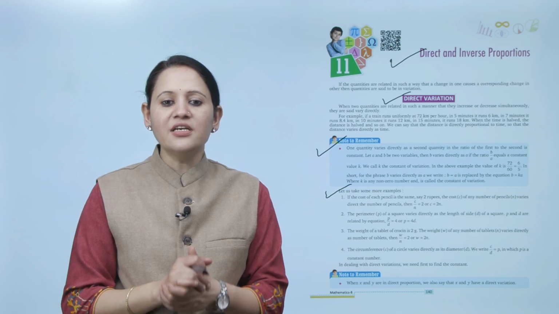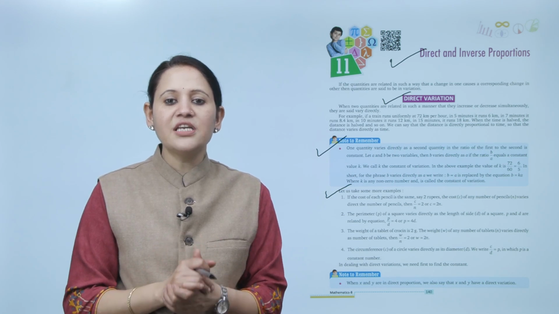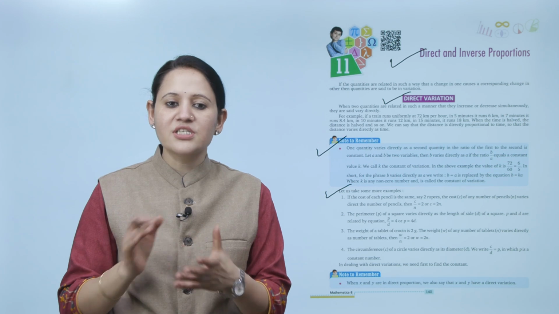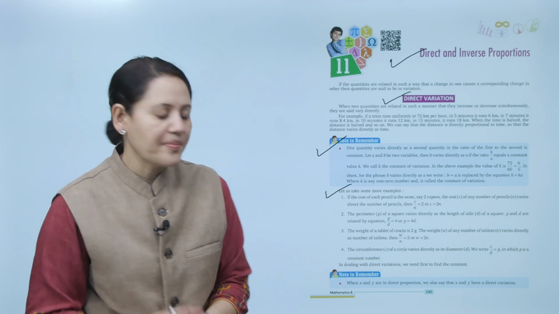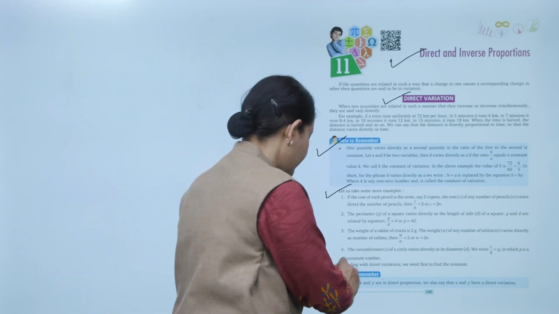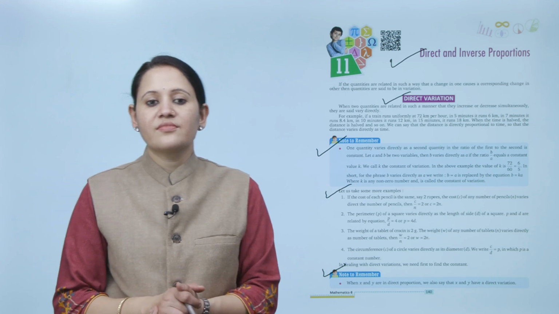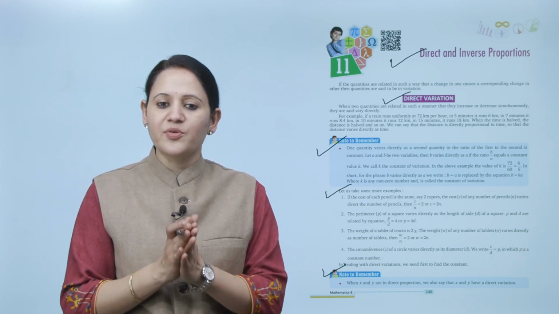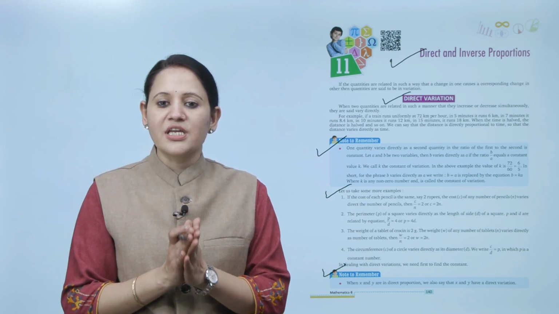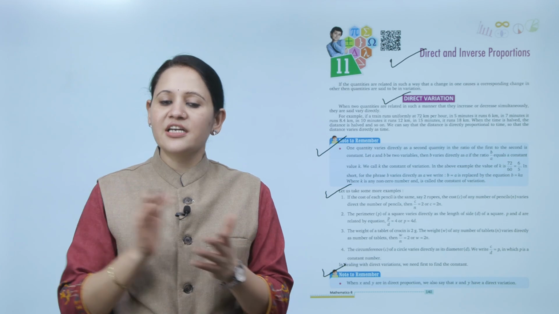In dealing with direct variation, we need to find out the constant. Next is note to remember. When x and y are in direct proportion, we also say that x and y are in direct variation.